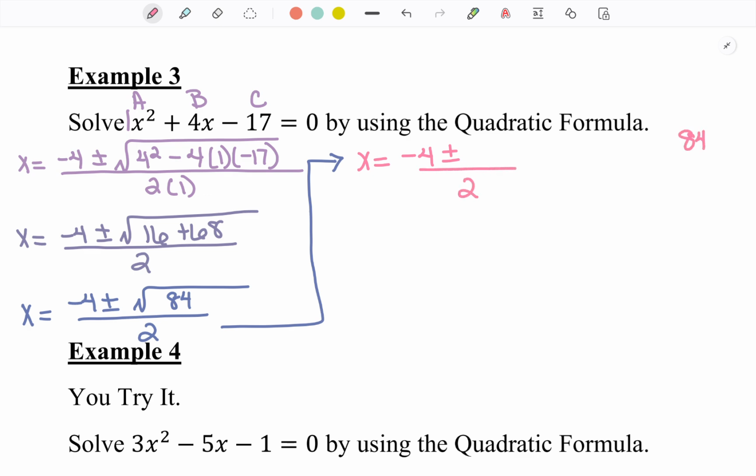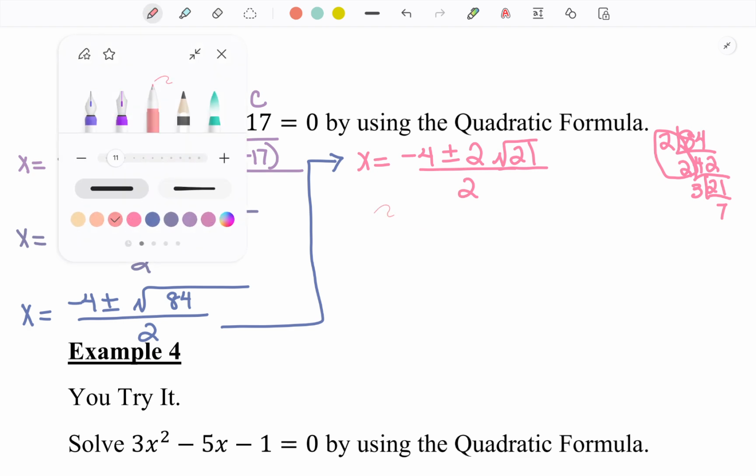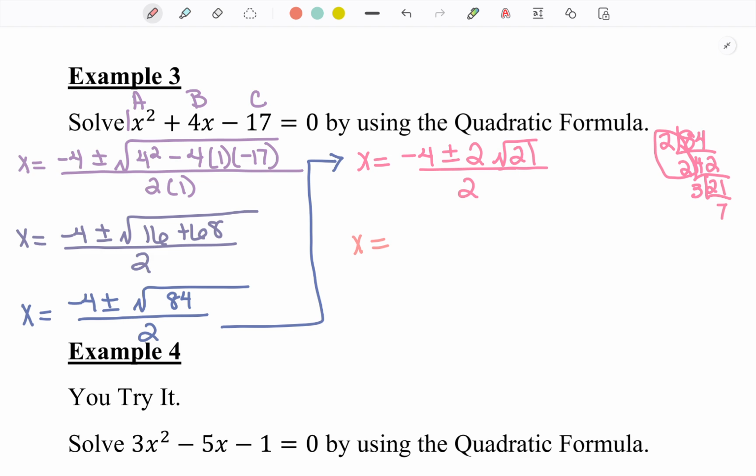So we have negative 4 plus or minus, and then we're going to simplify the square root of 84. So for 84, we're going to see what we can divide it by. So we've got 2. That leaves us with 42, and then 2, and then 21, which goes into 3 and then 7. So we have a pair of 2's that will get to come out, and then 3 times 7 is 21. So we have 2 square roots of 21. Then we're going to go ahead and reduce everything by 2. So we will have negative 2 plus or minus the square root of 21.